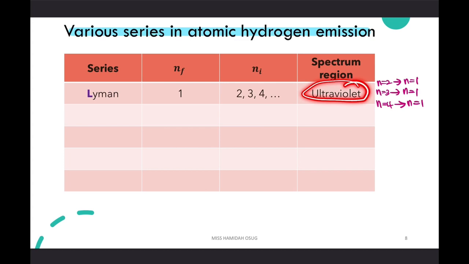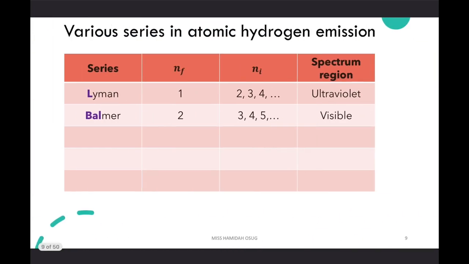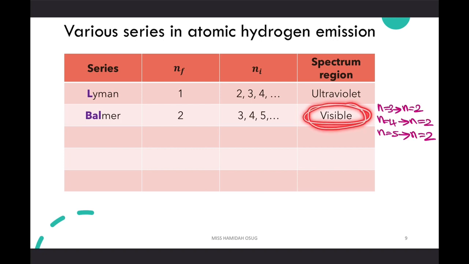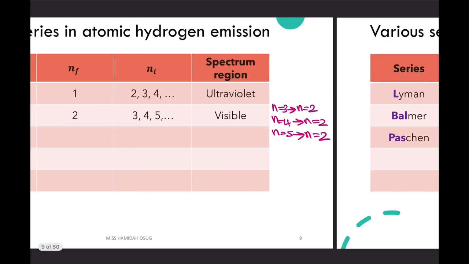Okay, so next, mari kita tengok pula untuk Balmer series. So, Balmer series, N final dia adalah 2. So, N initial dia mungkin 3, mungkin 4, mungkin 5 dan seterusnya. So, the electron will drop from N equals to 3 to N equals to 2, ataupun 4 pergi 2, ataupun 5 pergi 2. Yang penting elektron dropping dia adalah 2. Okay, so Balmer series is located in the visible region.